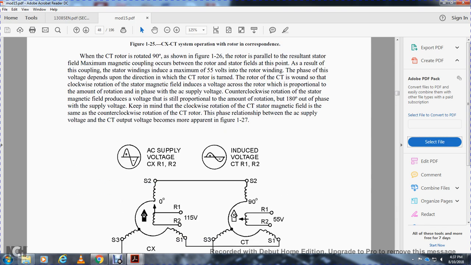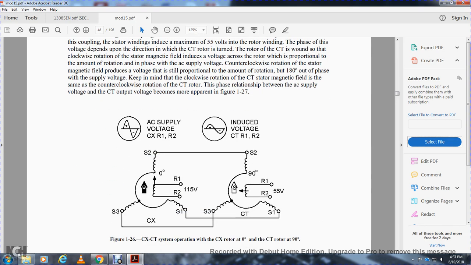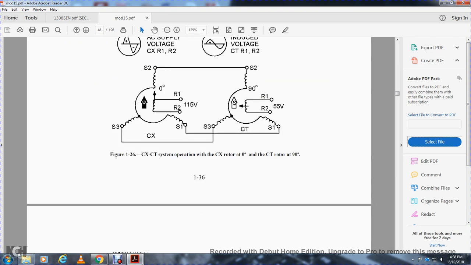Figure 127 shows the AC voltage at the control transformer, rotor 1 and rotor 2, and the induced voltage at the control transformer, rotor 1 and rotor 2. Stator 2 and stator 2. The control transmitter is at 0 degrees with rotor 1 and rotor 2 at 115 volts. Stator 2 goes to stator 2 at 90 degrees, with rotor 1 and rotor 2 at 55 volts. Both stator 3 and the control transmitter are connected to the control transformer stator 3, and stator 1 from the control transmitter is connected to the control transformer stator 1.